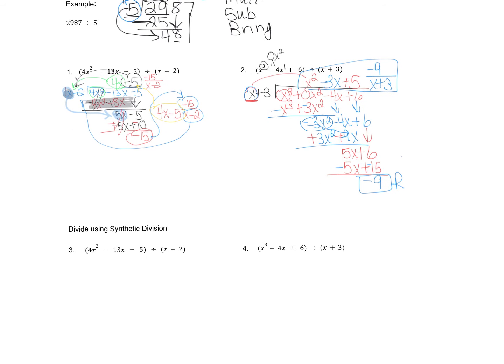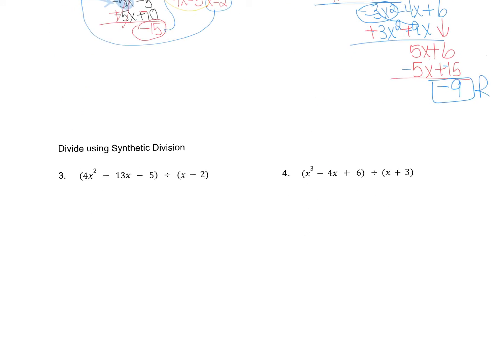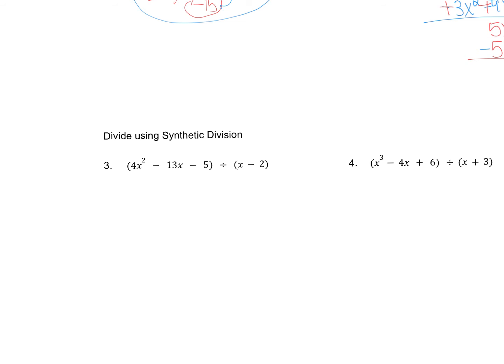So as long as when you go to divide, what you're dividing by, like this right here, or this right here, is a binomial, like two terms, and it's something simple like x minus 2, x plus 3, x minus 5, x plus 7, something like that. You can use what is called synthetic division, which kind of turns division upside down and makes it a little bit easier.